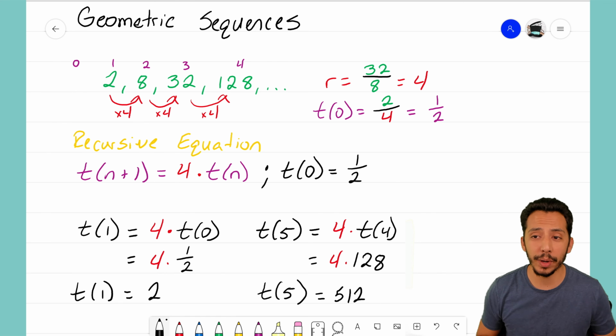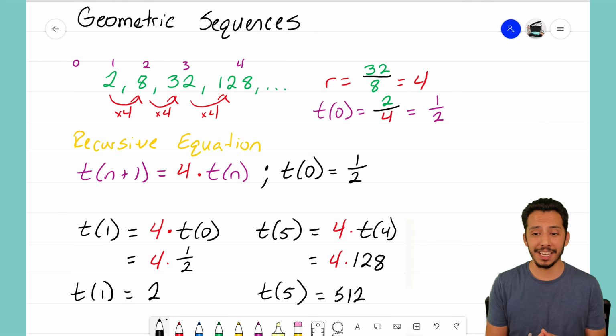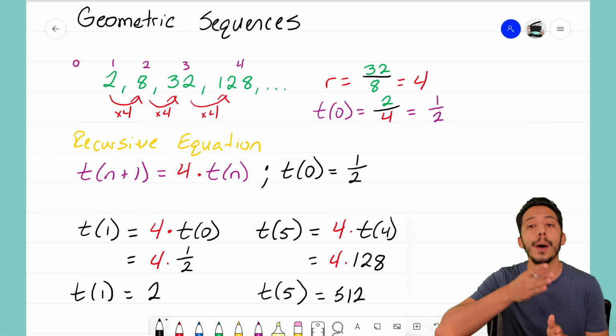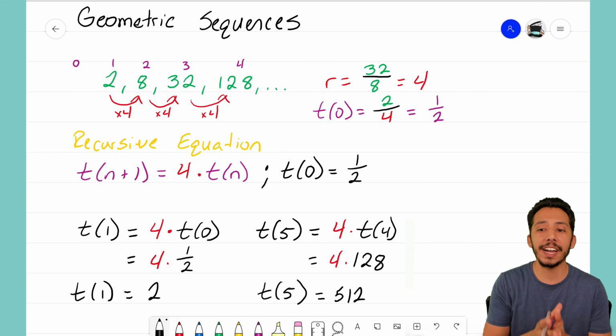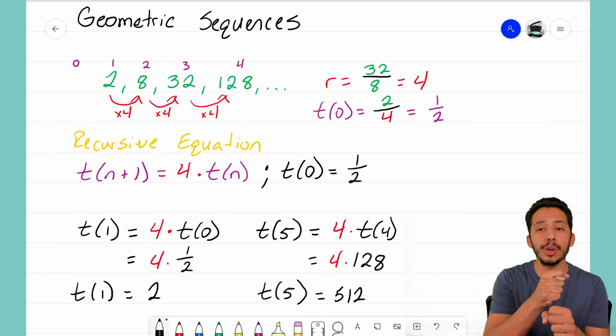Again, recursive equations depend on the term before it. You can't find the new term unless you know the term before it.